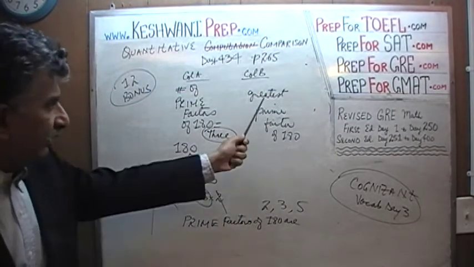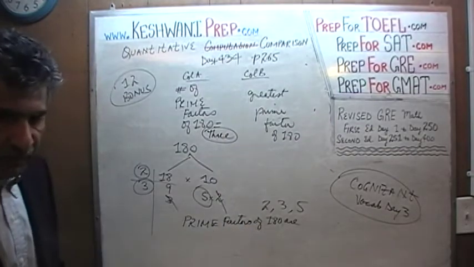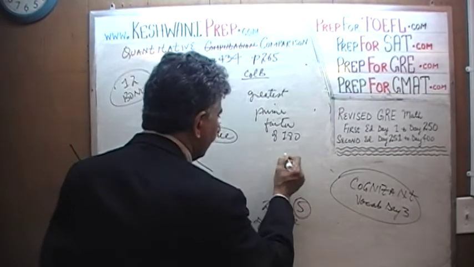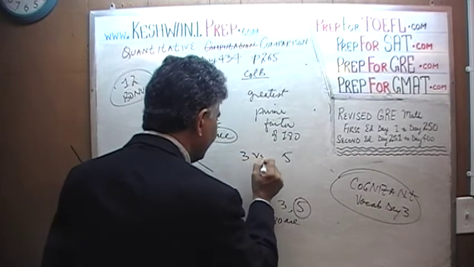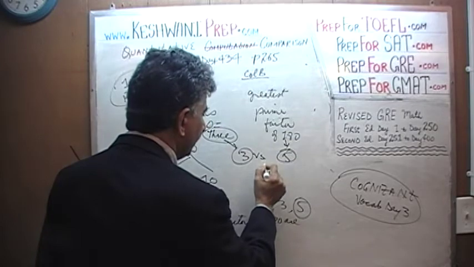The next column is asking us for the greatest prime factor of 180. The greatest among these prime factors is 5. So we have 3 versus 5. The answer to the first column was 3. Answer to the second column is 5. And therefore the answer is B.